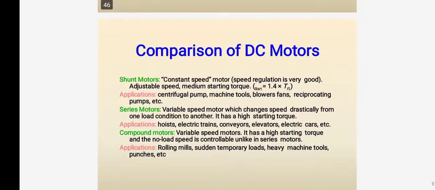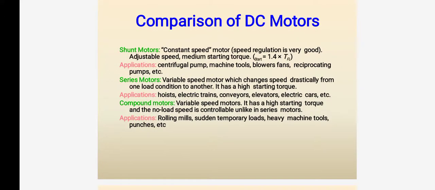So the comparison of DC motors. The shunt motor is a constant speed motor, with very good speed regulation, adjustable speed, and medium starting torque. Starting current is 1.4 times the full load torque. Applications: centrifugal pumps, machine tools, blower fans, reciprocating pumps, etc.